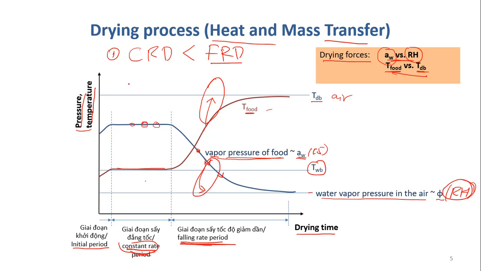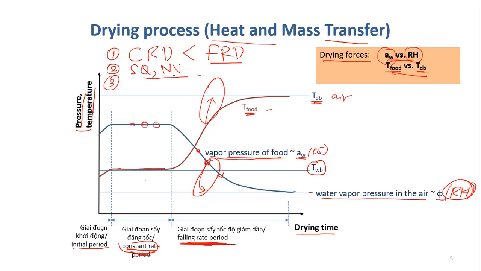And then the second observation that we should pay attention to is that the temperature of the food only increases to approach the temperature of the air during the falling rate period. And because the temperature of the food increases, and because the falling rate drying takes longer time, the sensorial quality and the nutritional value of the food are more impacted or more influenced during the falling rate drying.